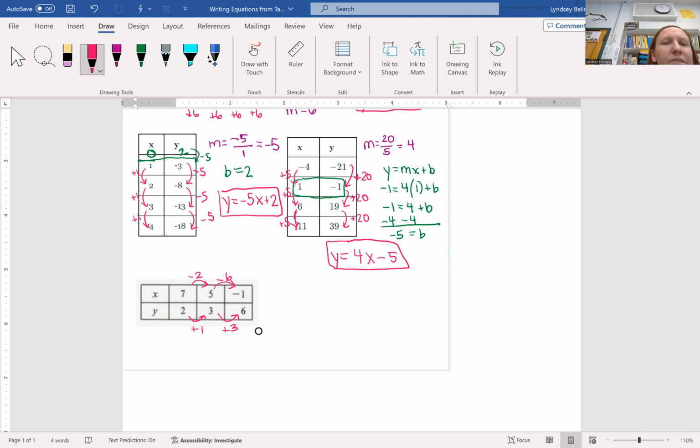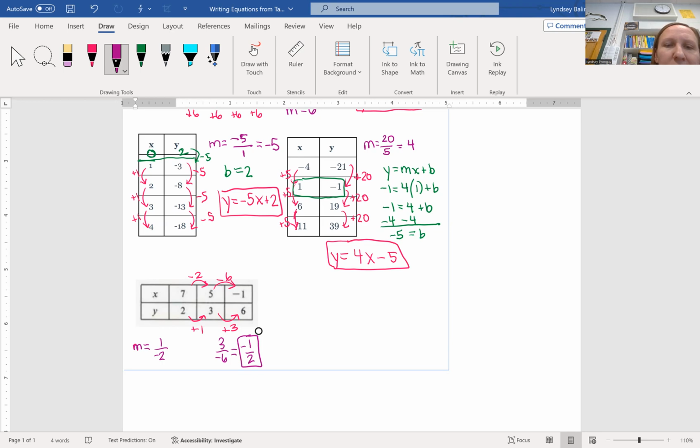Okay, so let's see here. When we have our change in y's over our change in x's, we have 1 over -2 and 3 over -6, which also simplifies to -1 over 2. So even though the pattern is not the same number each time, we do have that constant rate of change. The change in y's over the change in x's is still -1/2, and that is our slope.